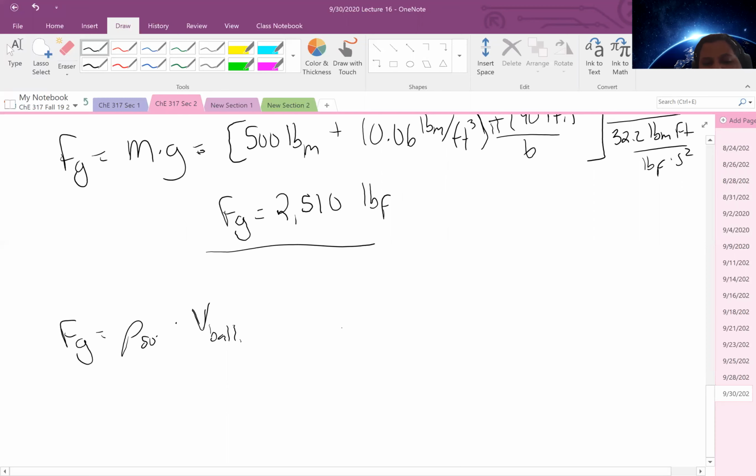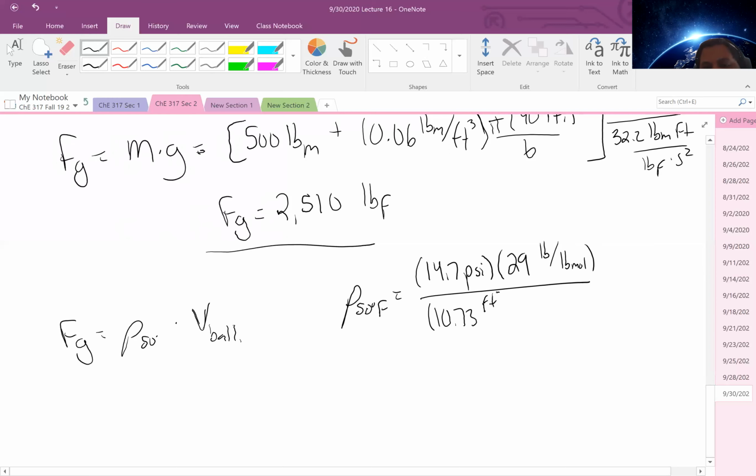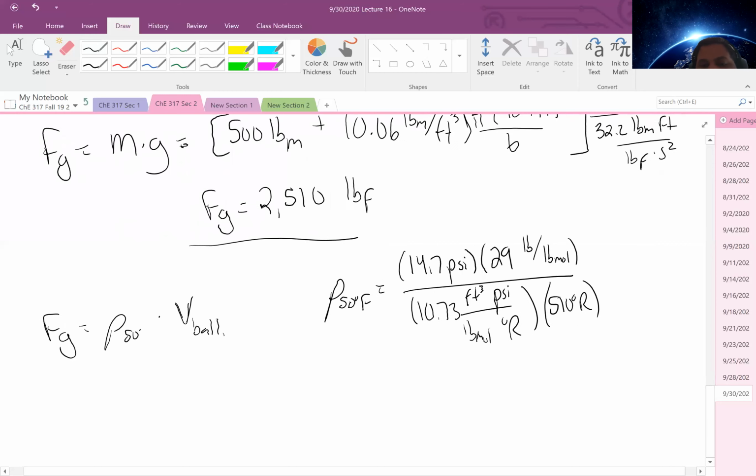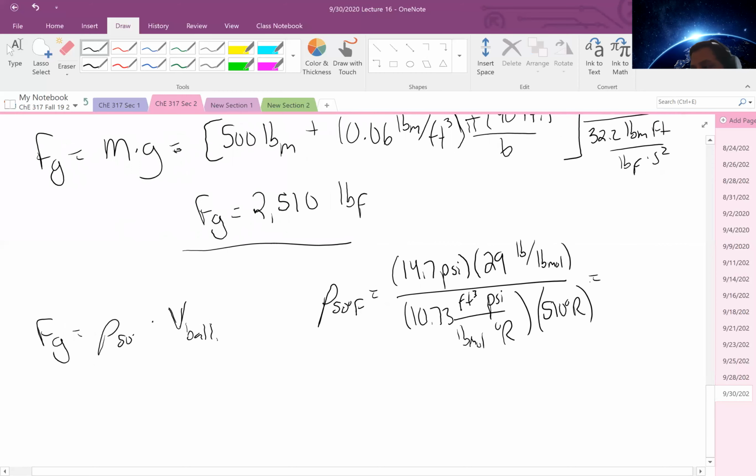So I need to know the density of the air at 50 degrees, which is once again using the ideal gas equation: 14.7 psi times 29 pounds per pound mole divided by 10.73 cubic feet psi per pound mole degree Rankine times 50 degrees, which is 510 degrees Rankine, which in this instance would be approximately 0.0779 pound mass per cubic feet.